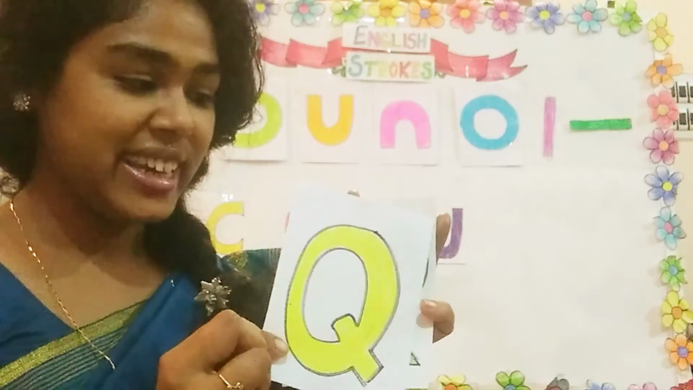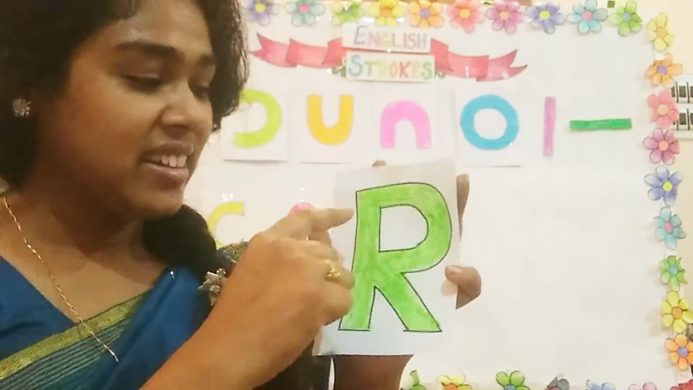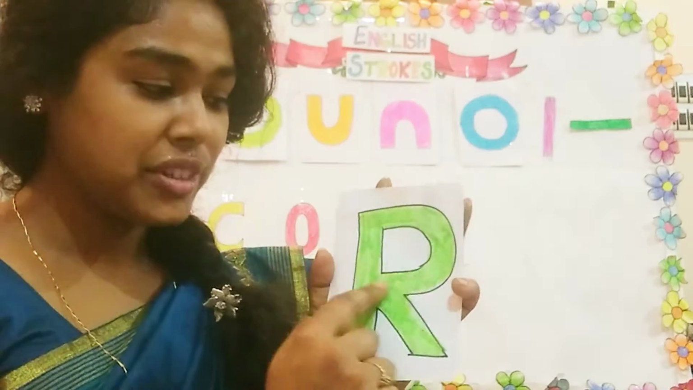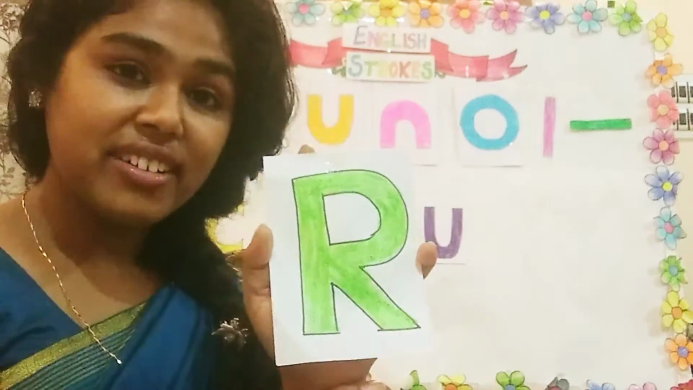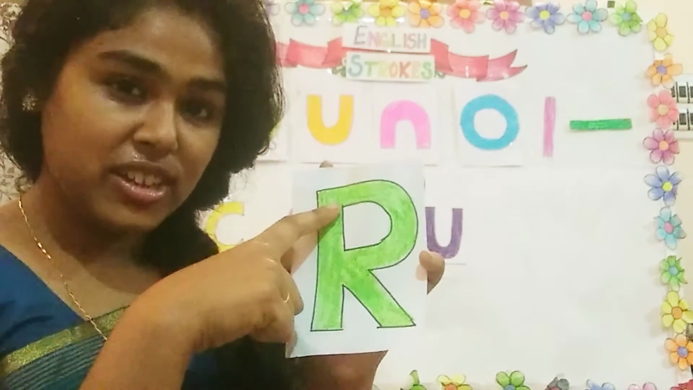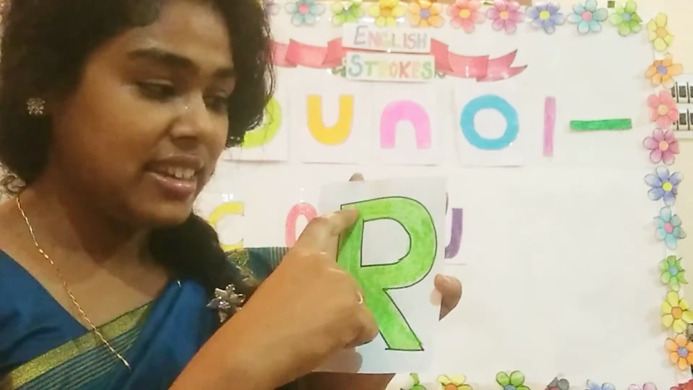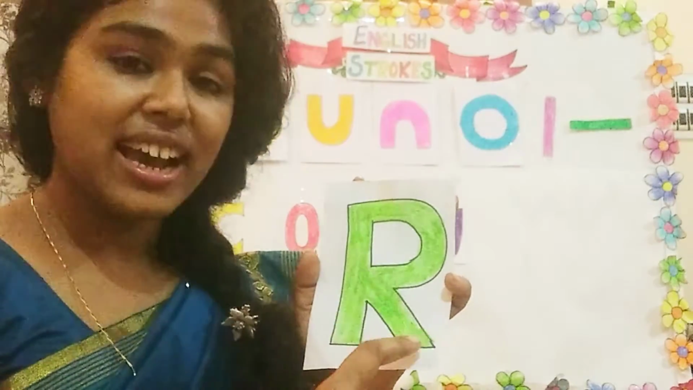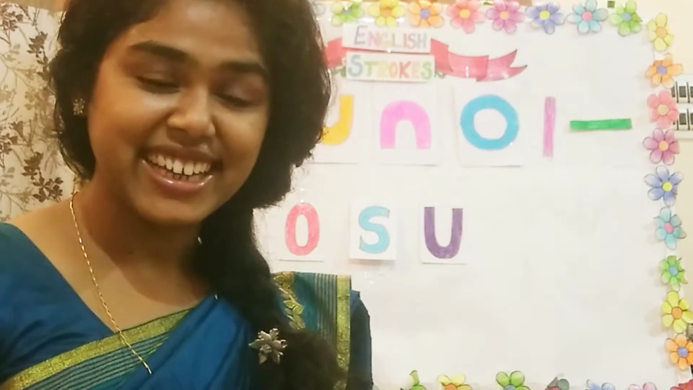And the next letter is R. So which letter is it? R. Standing line, left curve and left slanting line makes letter R. Can you say it again with me? Keep your finger on the top, on this standing line, left curve and left slanting line, which makes letter R. So you learned so many letters today.